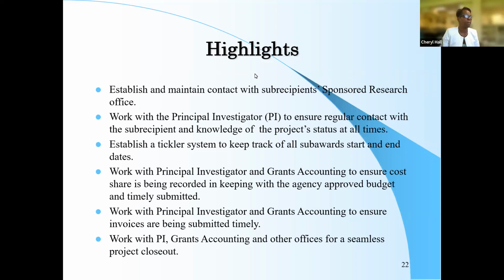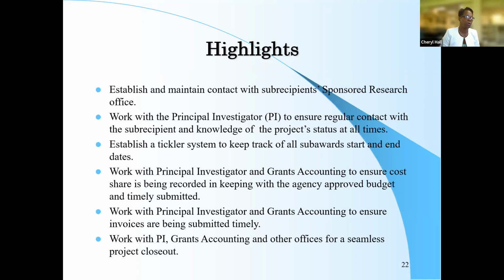Now, work with the principal investigator and grants accounting to ensure invoices are being timely submitted. This is very important because if the sub doesn't submit his invoices timely to you, you cannot submit your invoice timely to that particular funder. And then it causes a backup with grants accounting.